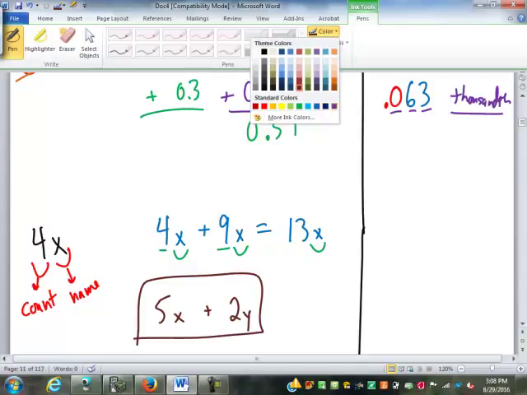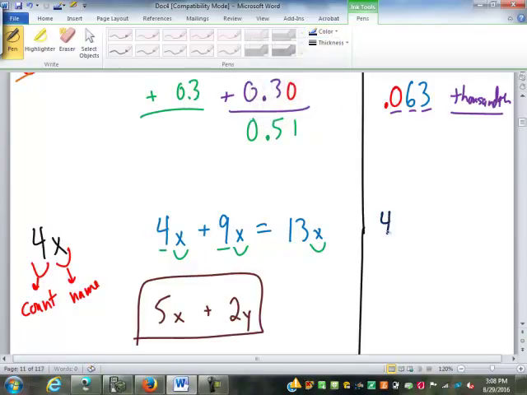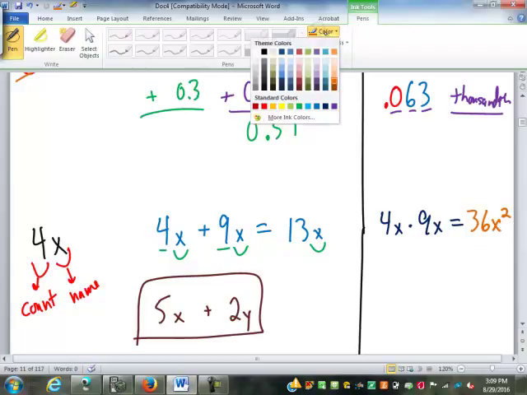Let's look at multiplication. If I have 4x times 9x, what do I get? Well, 4 times 9 is 36. And just like inches times inches became inches squared, x times x becomes x squared. Same rules as for whole numbers.